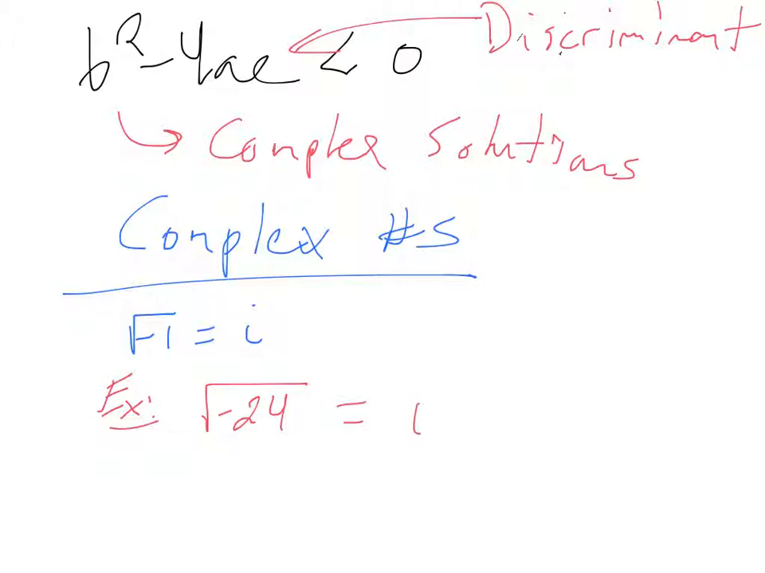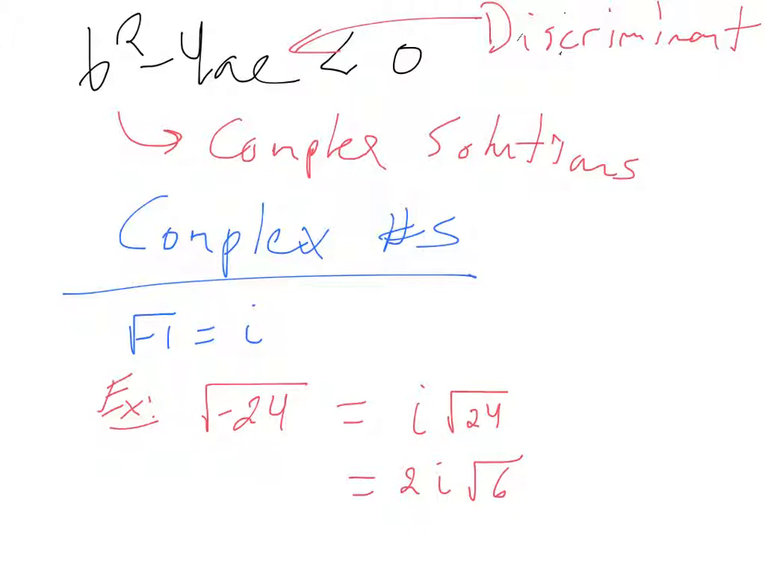Yeah, we're going to call this i√24, right? And then 24, what's the biggest perfect square factor of 24? 4. Okay, so the square root of 4 is 2, so that means the 2 can come on the outside. And what do I have left over on the inside? 6. So 2i√6. There's still stuff left on the inside of the square root that can't come out, so it just stays there.